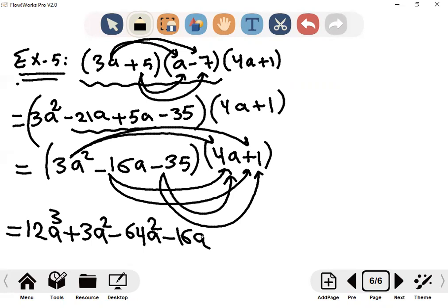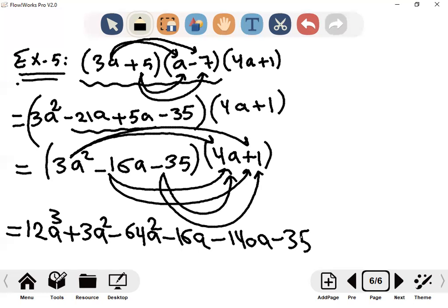Now negative 35. Negative 35 times 4a, negative 35 times 4. 4 times 30, 120, plus 20, 140. Negative 140a. Now negative 35 times 1, negative 35. Any negative sign in the wrong place makes everything wrong, so be careful. Negative multiply negative, positive. Positive times negative, negative. Different signs, negative. Similar signs, positive. Be careful about that.